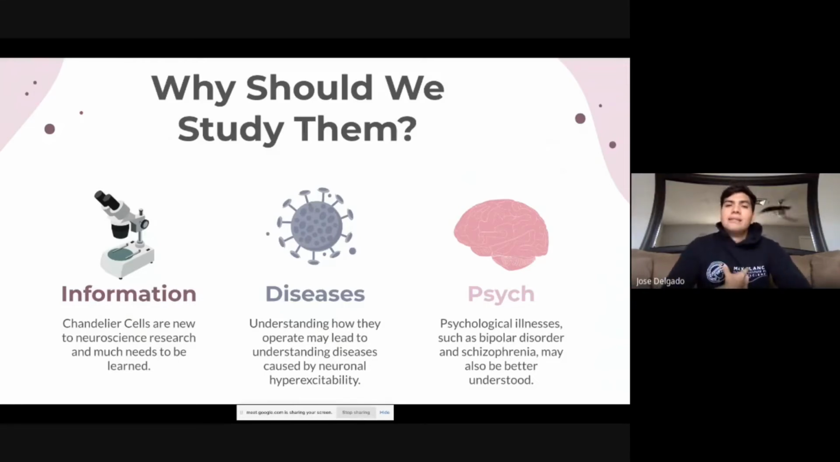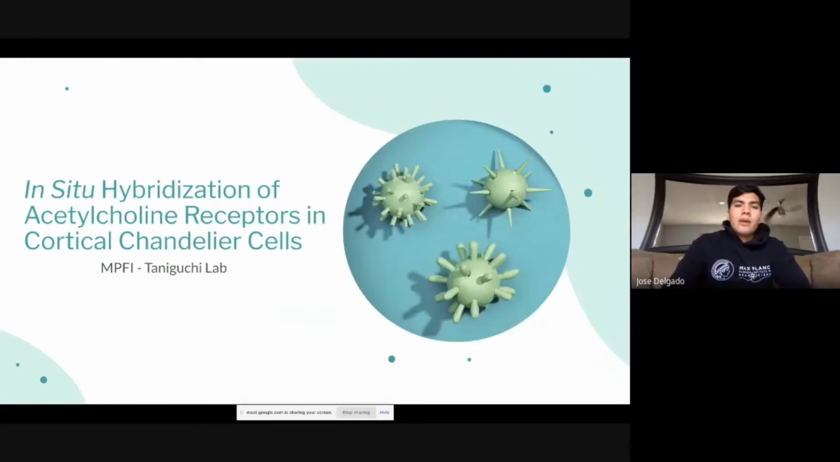So how did I study these neurons? Well, my experiment was called the in situ hybridization of acetylcholine receptors in cortical chandelier cells. Now, that's a big mouthful, and it took me a long time to actually understand what this meant. But during this Max Planck internship, I worked in the Taniguchi lab, and their focus was to study inhibitory neurons. And my mentor, Andrzej Steinek, was specifically studying these chandelier cells.